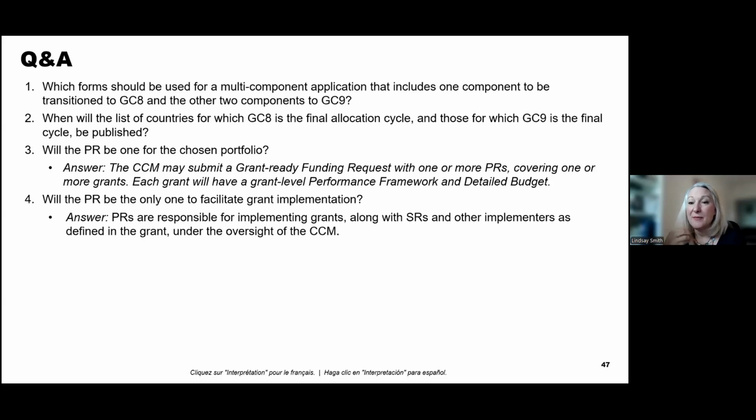That's a contract. And it is the principal recipient with the oversight of the CCM that identifies the appropriate cascading implementation arrangements for subrecipients and sub-subrecipients as necessary to be able to fully deliver on the scope of the grant. But it is the PR's responsibility to ensure that implementation. Next slide.